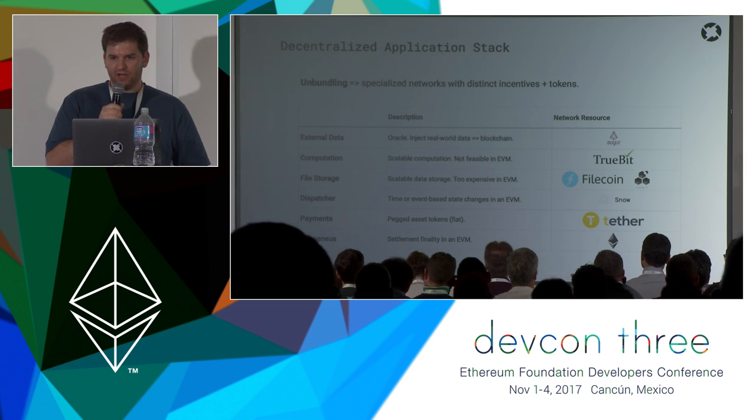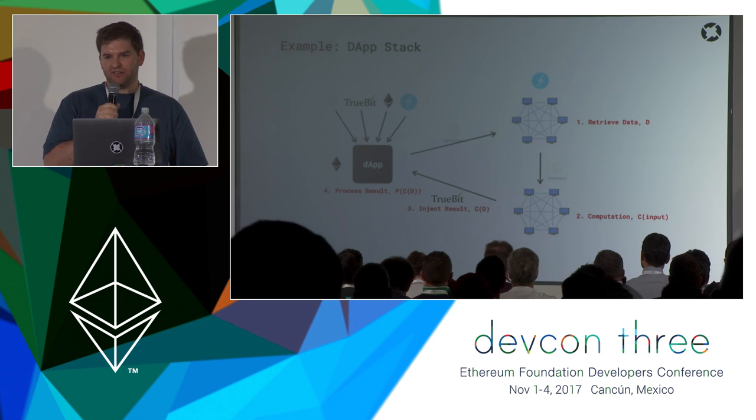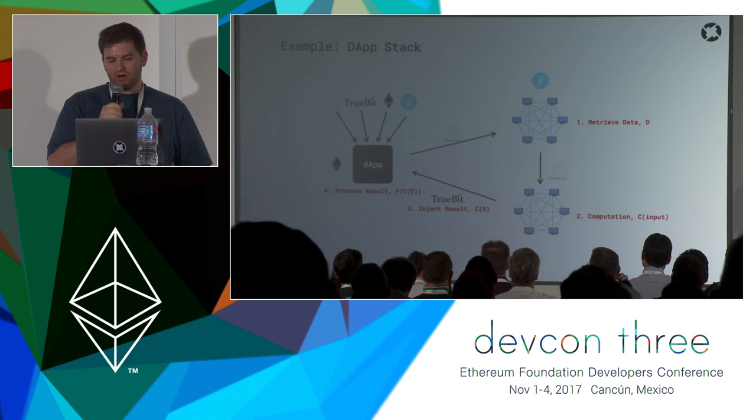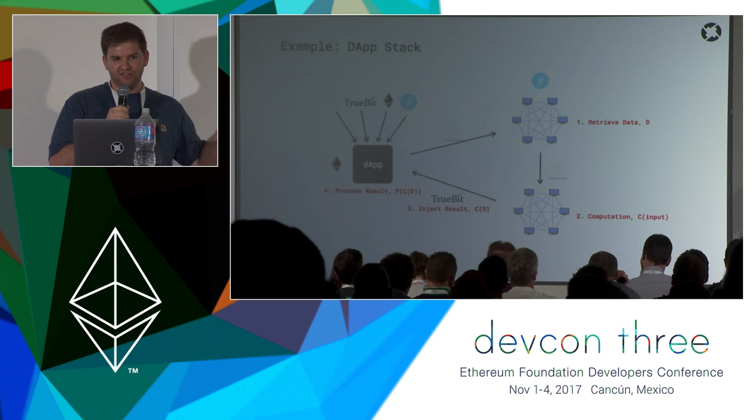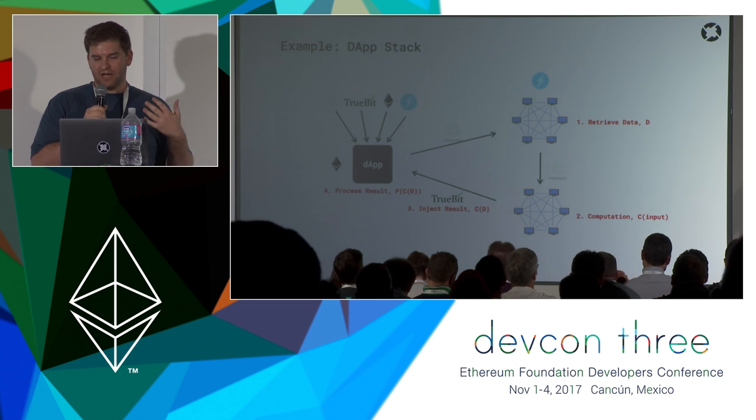So if we have all of these different layers in the decentralized application stack, and you're the end user of this dApp, it's going to require you to have a bunch of these different tokens for each layer of the stack. And that's something that I don't think very many people are excited about.